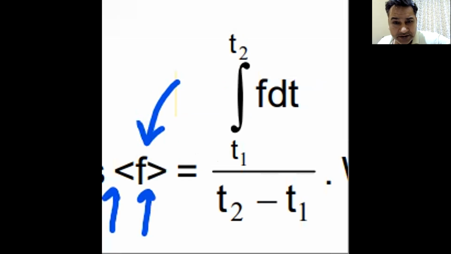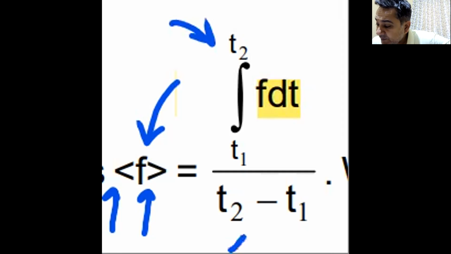Now, if I want to find the average with time, I multiply it by dt and find the integration of this. Then I divide it by the time itself. This is how I find the average value of any function with time. Do we understand this?